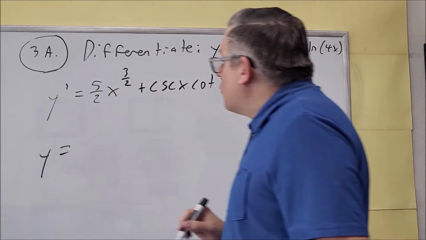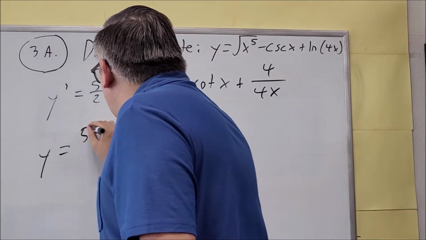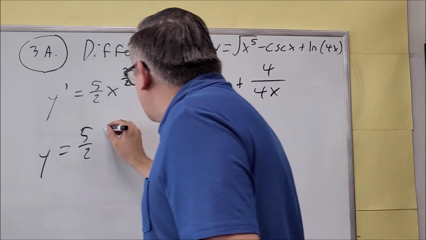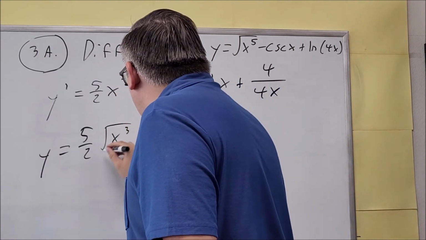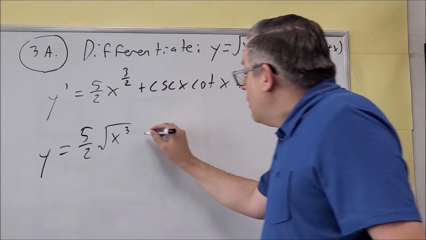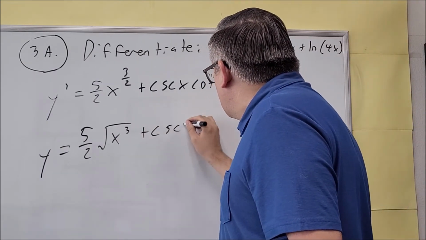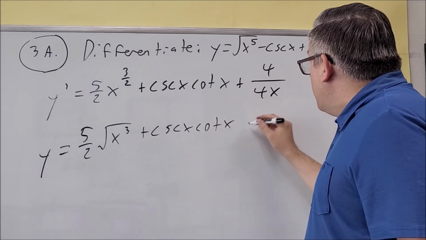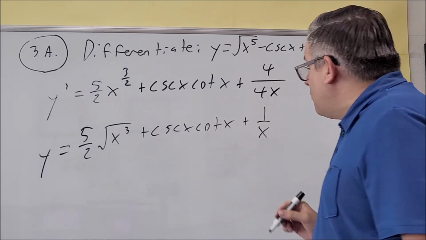Now this, if you want to write it as a root, you can. So the way that works again is basically going to be the square root of x cubed. So if you want to write it as a root, you can, not necessary. Plus cosecant cotangent. The 4's cancel out here, and then you get 1 over x.